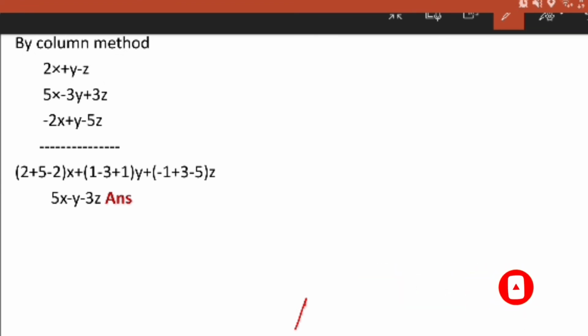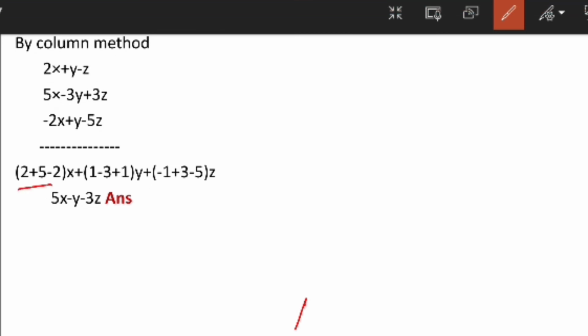Now we are going to add or subtract the like terms. First we take the numerals of x, so we get 2 plus 5 minus 2 in the bracket, and x outside. After that, adding the terms of y, 1 minus 3 plus 1 of y. And after that, the terms of z: minus 1 plus 3 and minus 5. Finally we get the answer 5x minus y minus 3z. So by the column method, we can calculate like this. Both the answers come the same.